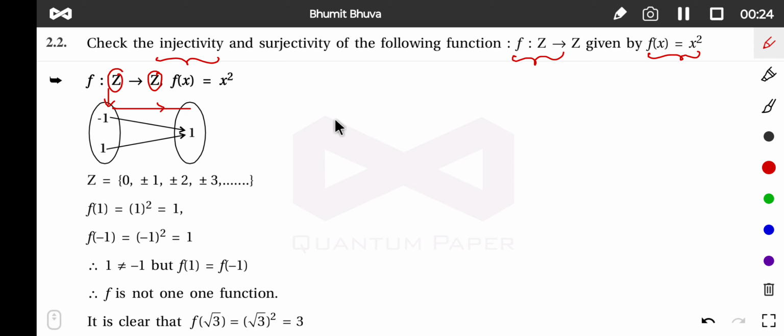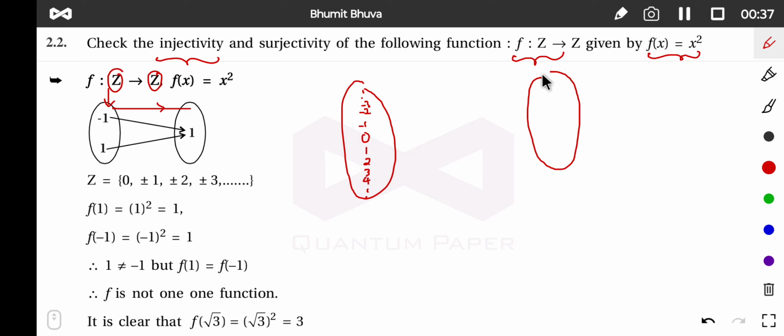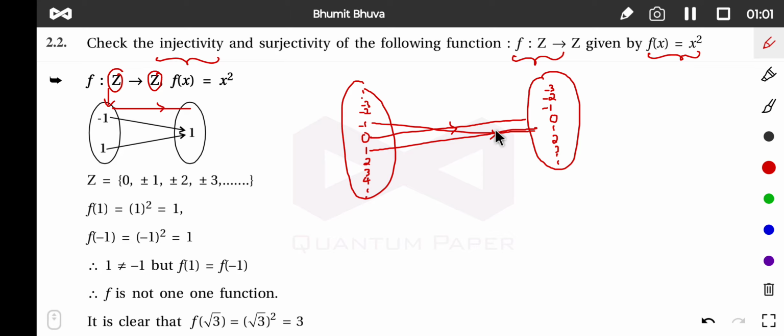So in the set of integers, if I draw it properly, it includes 0, -1, -2, -3 and so on. Similarly 1, 2, 3, 4, 5 and so on. And the codomain is also the set of integers. On this side also 0, -1, -2, -3, 1, 2, 3 and so on. If we give input 0, 0 squared maps to 0. But if we take input -1, the square of -1 is +1. Similarly, if we put 1, then 1 also maps to 1.